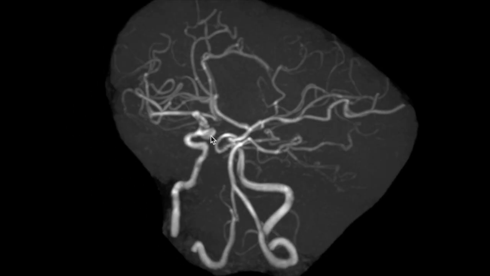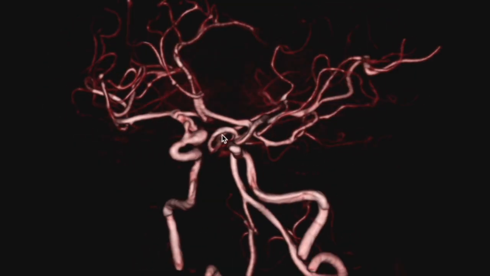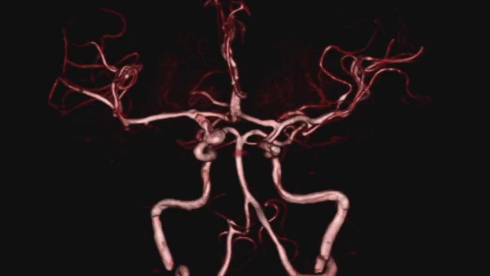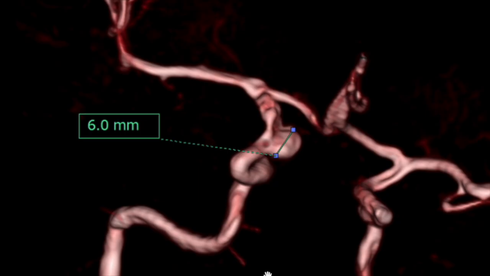On the 3D image, the large aneurysm on the right internal carotid artery is clearly seen. Here's another 3D reconstruction, this time with color coding to resemble vessels. You can still clearly visualize the aneurysm. Let's measure its size. Here is the measurement. It's about 6 millimeters, not ruptured yet, but fairly sizable.